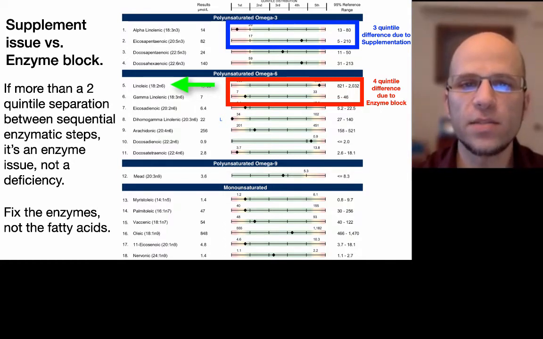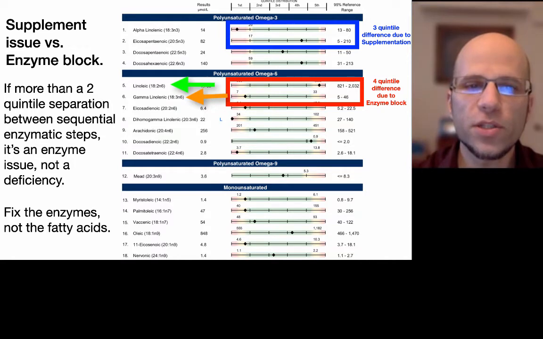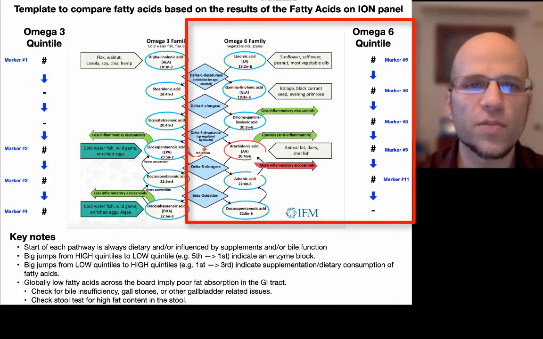So 18:2n6, one enzymatic step goes to 18:3n6. And then if you go here to number 7, it changes from 18 to 20, but 3 back to 2, which makes no sense. So they're not actually reporting these numbers in the actual order that you see on, say, this chart. That's why this is very confusing.